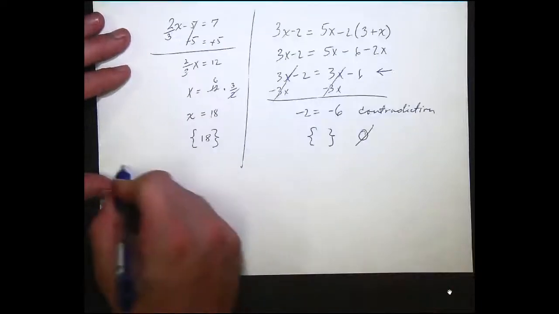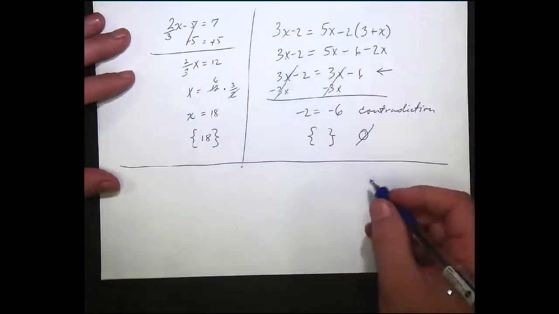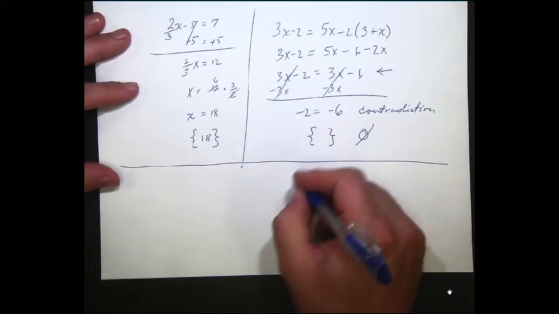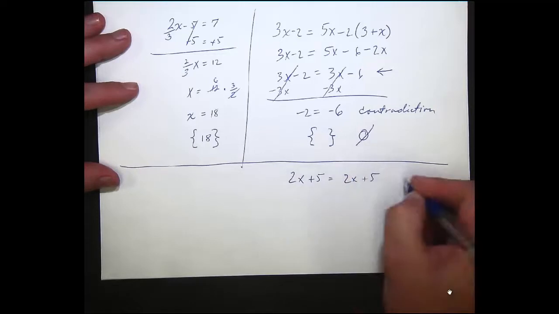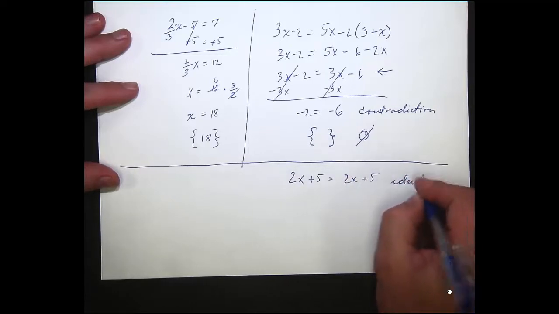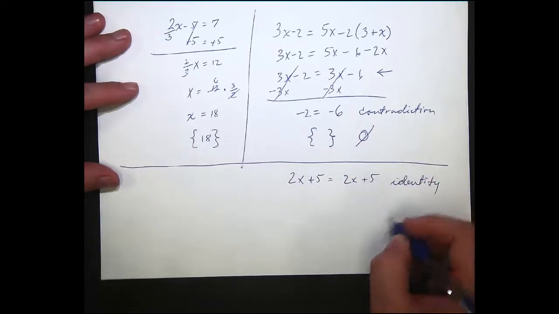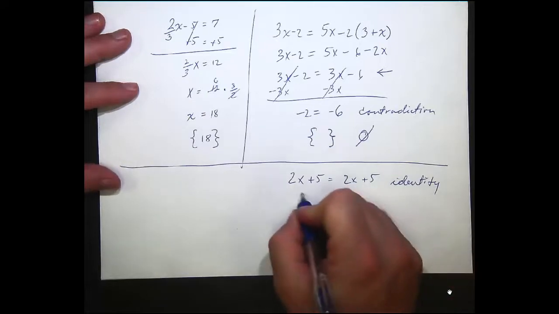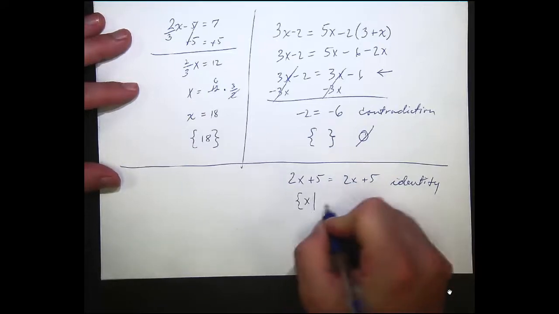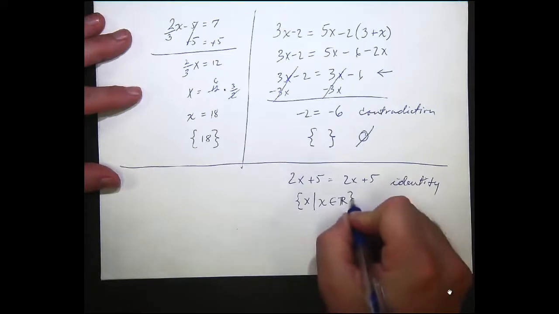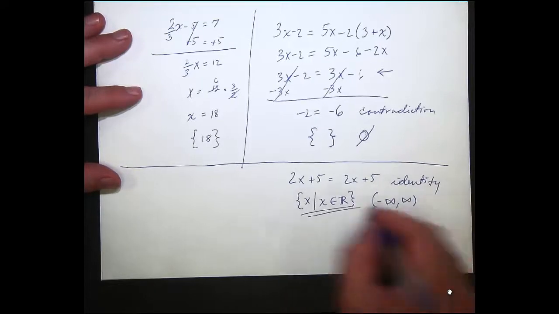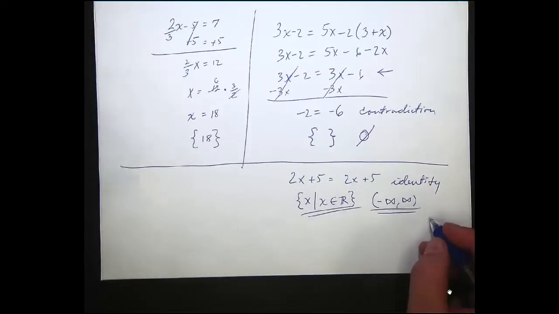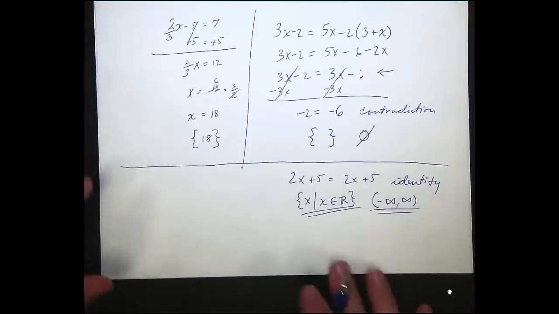And sometimes you can have the same thing happen, but maybe you get something like 2x plus 5 equals 2x plus 5, which is an identity. And then you have infinitely many solutions, which sometimes we express in this way, where x is a real number, or we put it in interval notation. Now, if neither of these things are familiar to you, that's okay, because that's what this video is about.